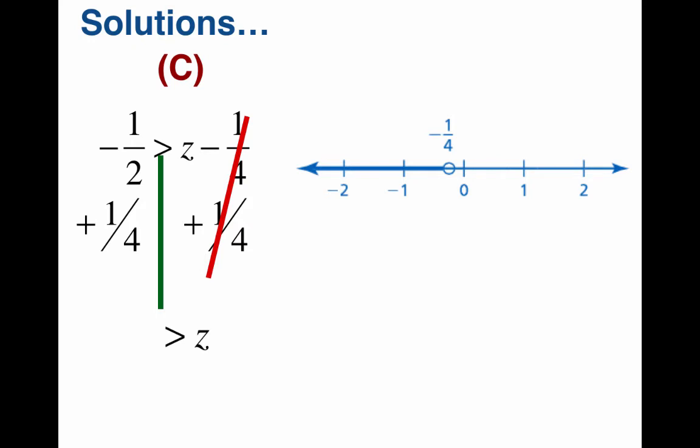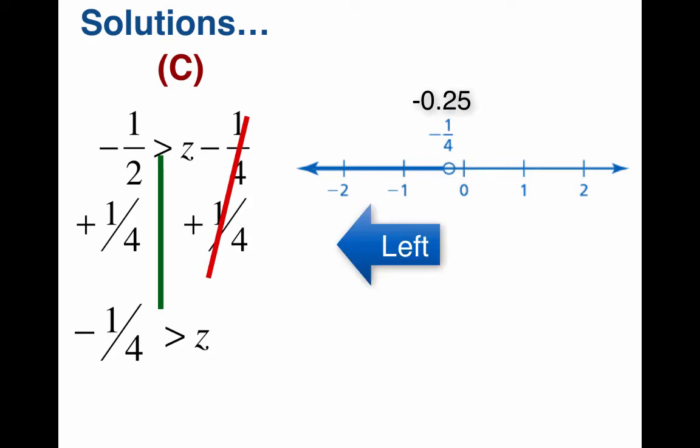And negative a half plus a fourth is negative 1/4. That's why on our number line we've circled negative a fourth. Now if you want to make that a decimal, 1 divided by 4 is 0.25. So you can call it negative 0.25 if that's something more comfortable for you. But make sure you're shaded to the left.